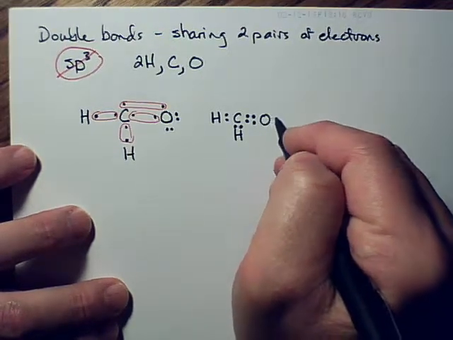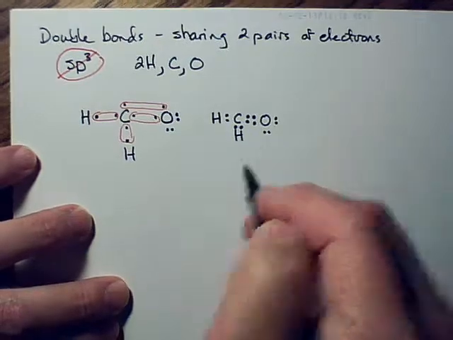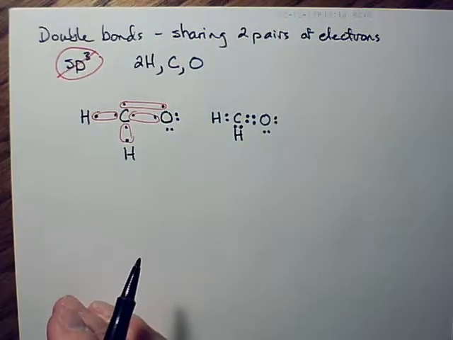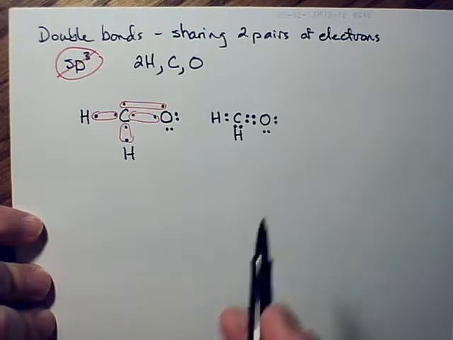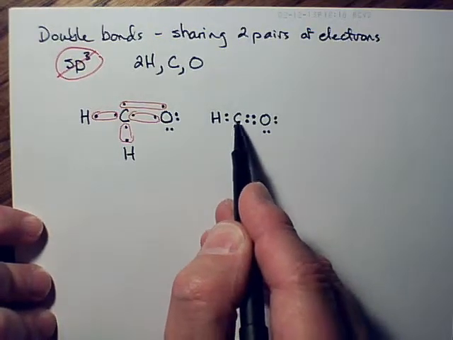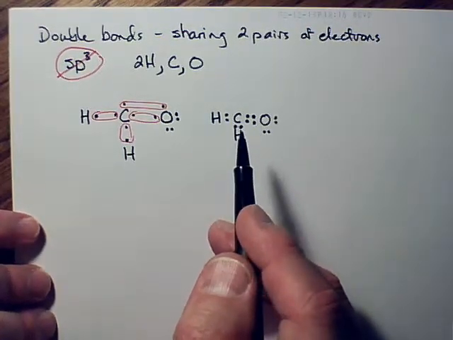And then the oxygen, and then I'll put my lone pairs out here, okay? The lone pairs are the ones that are not shared, okay? And the ones that are shared are called shared pairs. So I have 2 shared pairs here between carbon and oxygen, making up a double bond.